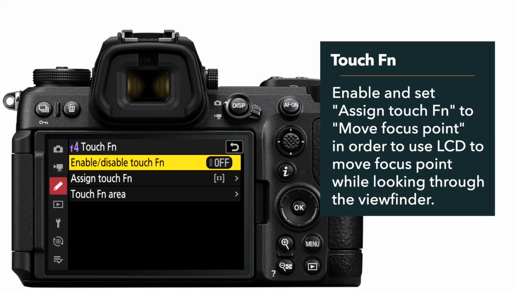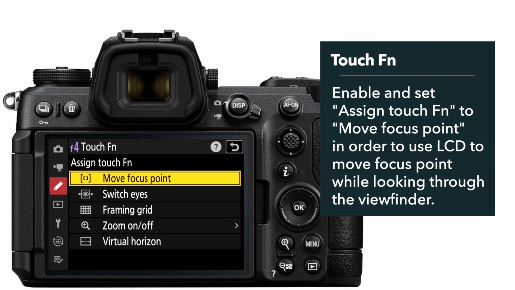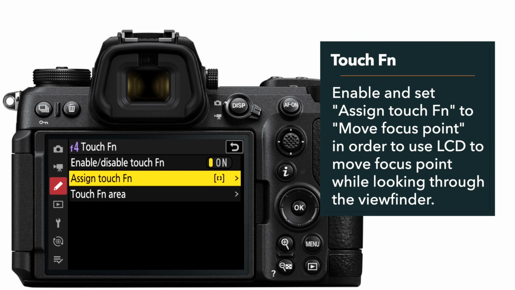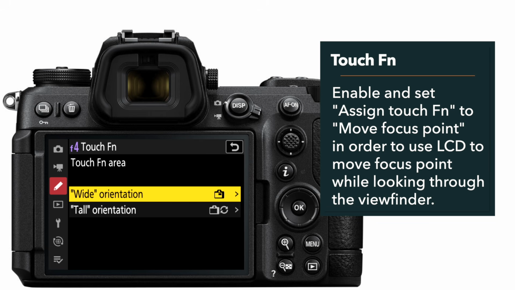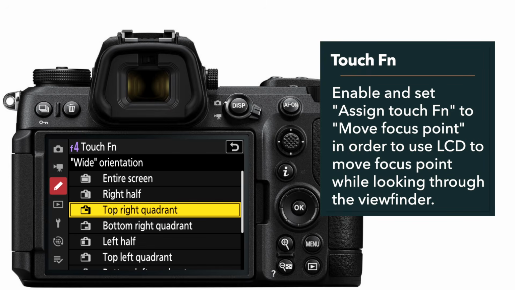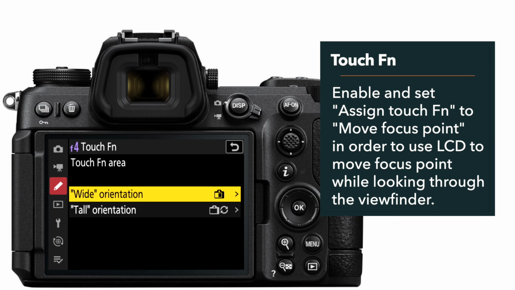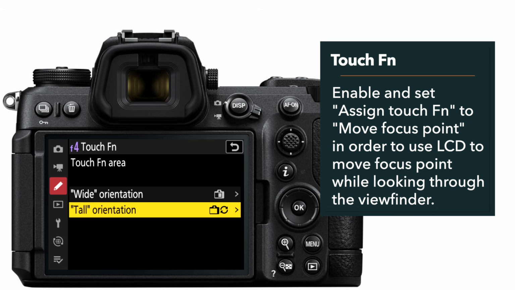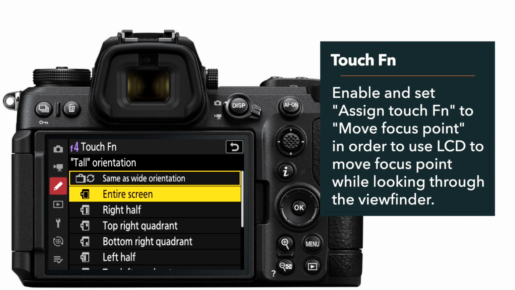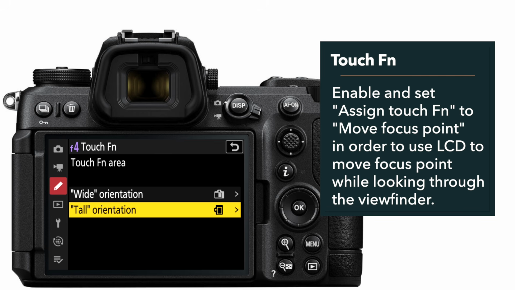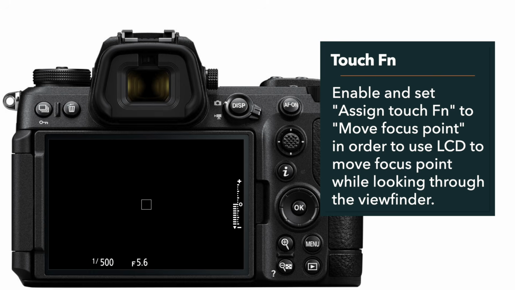You enable Touch FN and then assign Touch FN to move focus point. And then in the Touch FN area, you enable the part of the touchscreen that you want to use to move that focus point. I have the right half for the wide orientation and the entire screen for the tall orientation. Now, when you're looking through that viewfinder, you can use your thumb to drag the focus point to where you want it.